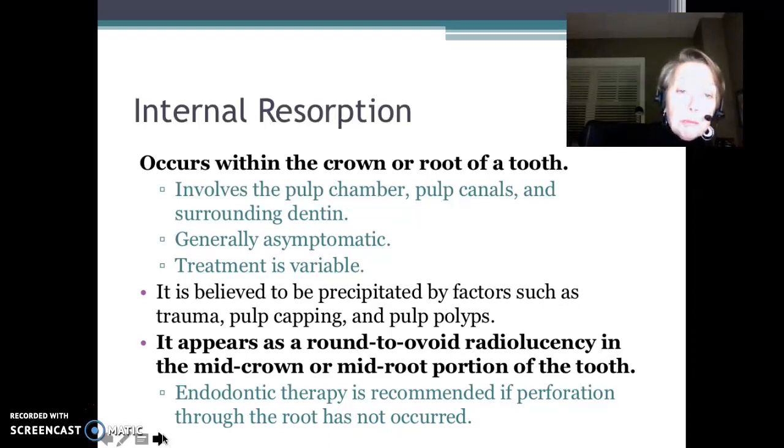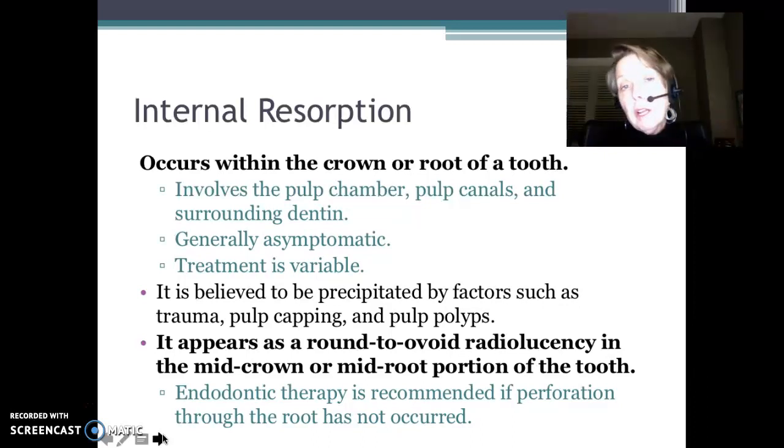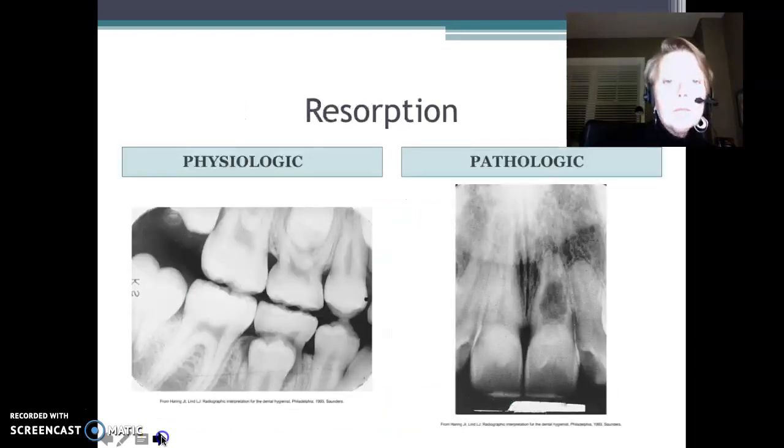There is no treatment for external resorption. For internal resorption, the treatment varies. Often you will see root canal-like treatment for internal resorption. We'll look at some images of internal resorption, but it is kind of mid-crown or mid-root.